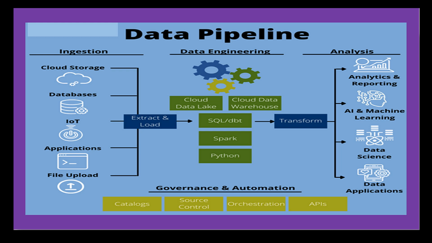So this data pipeline is essential for handling large volumes of data generated by various sources such as sensors, social media platforms, databases, and software applications. It ensures that data is available for analysis and helps organizations make data-driven decisions.